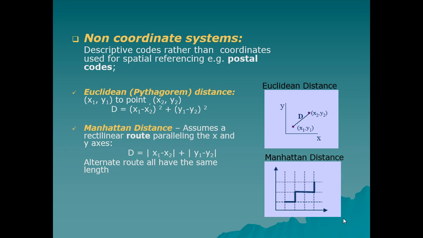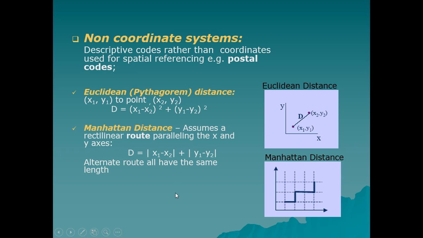Then we also have other examples of non-coordinate systems. We have our Euclidean distance. Many of you may be familiar with Pythagoras' theorem. So this is essentially how it works. If you follow on the diagram, you can determine the distance here using your x and y coordinates, and the distance between the two points is calculated.